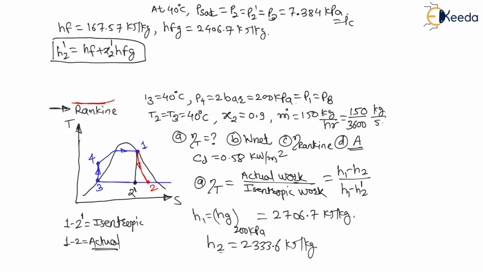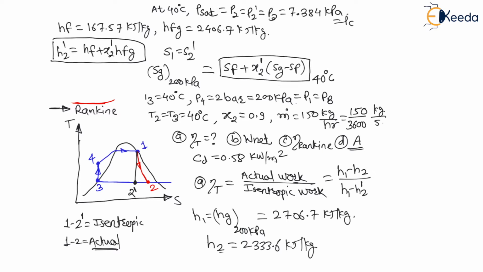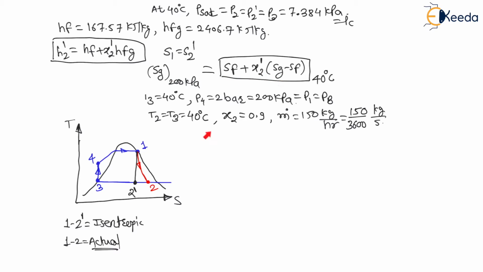1 to 2 is isentropic turbine expansion, that is reversible adiabatic turbine expansion. That means we can say S1 is equal to S2 dash. S1 is nothing but the entropy at 200 kilopascal, which is saturated vapor state, that is SG value at 200 kilopascal, equal to S2 dash at 40 degrees Celsius. Therefore S2 dash is SF plus X2 dash into SG minus SF, and these values are at 40 degrees Celsius.